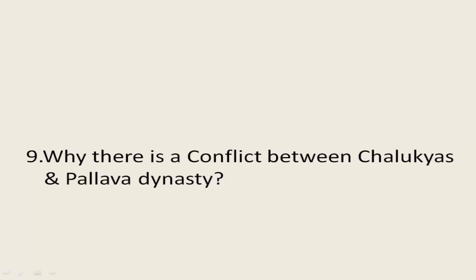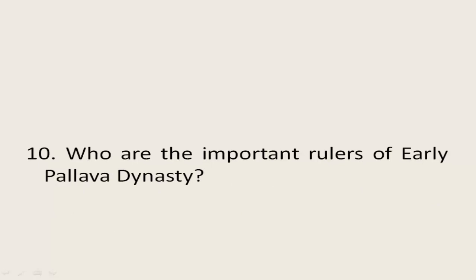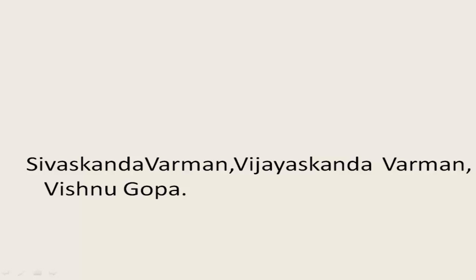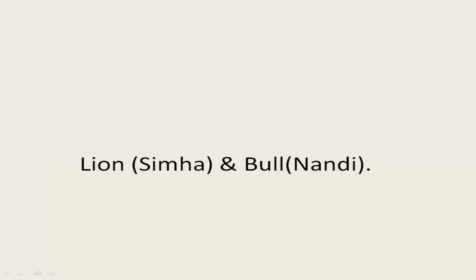Chalukya king Pulakesin II. Why is there a conflict between Chalukyas and Pallava dynasty? Both the rulers tried to establish supremacy over the land lying between river Krishna and Tungabhadra. Who are the important rulers of Early Pallava Dynasty? Sivaskandavarman, Vijayaskandavarman, Vishnugopa. What is the emblem of Pallava Kingdom? Lion, Simha and bull Nandi.